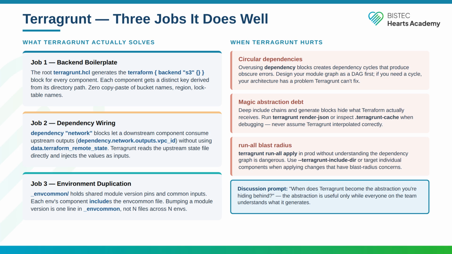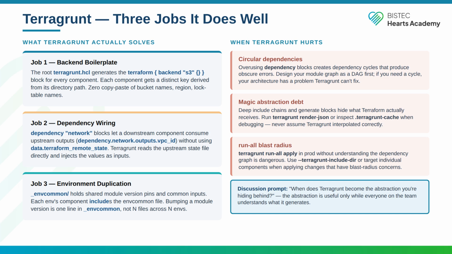Job 3. Environment duplication elimination. A single run-all plan command in the live dev directory runs plans for all components in dev in parallel, respecting dependency order. Run-all apply applies them all. One command drives the full environment.